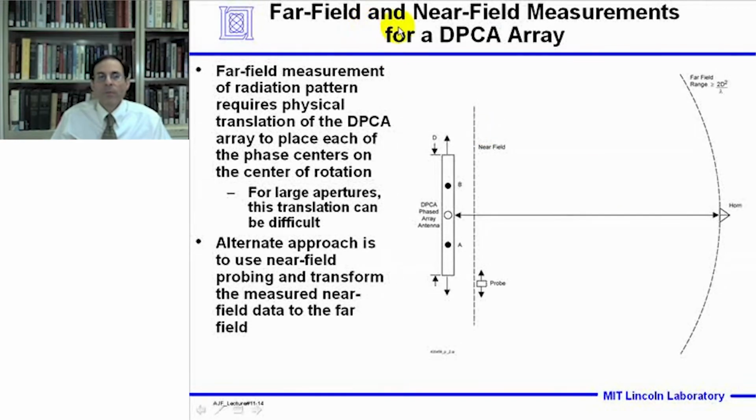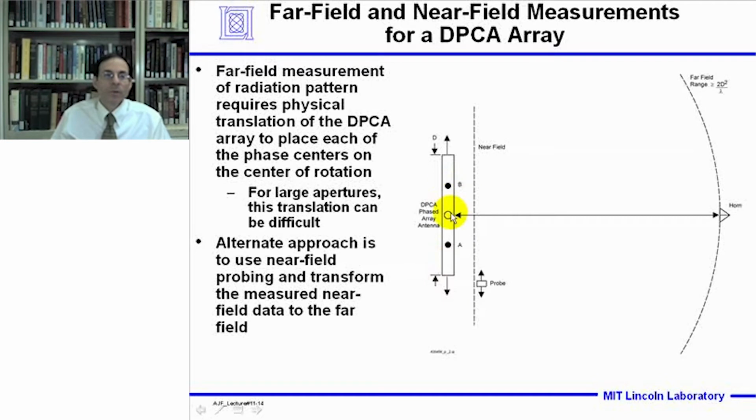Now typically we want to know the far field performance of a DPCA array, and we can get that from near field measurements in the following manner. If we wanted to get a far field measurement of the radiation pattern of the DPCA array, what we would need to do is take this large aperture and move each phase center to the center of rotation, and then rotate the antenna and collect the far field pattern at a large range distance, typically 2D squared over lambda. Now for large apertures, this translation can be difficult.